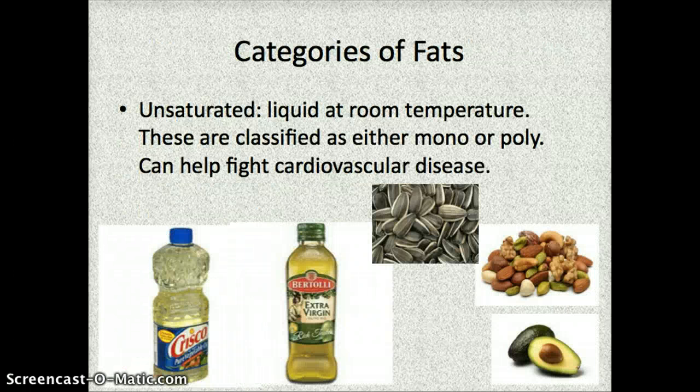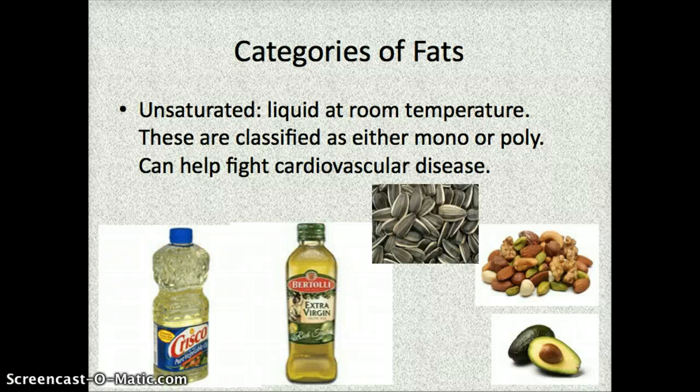There's a couple different categories of fats. One of them is considered to be unsaturated. And unsaturated fats are basically, if you were to break them down, they're liquid at room temperature. And if you were looking at a food label, if you see the terms mono or poly, those refer to unsaturated fats. And these types of fats are actually pretty healthy for you, and they help fight cardiovascular disease and any problems of the heart.